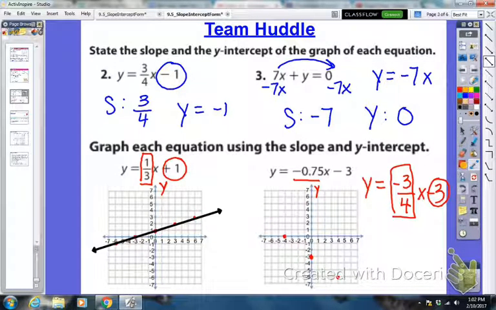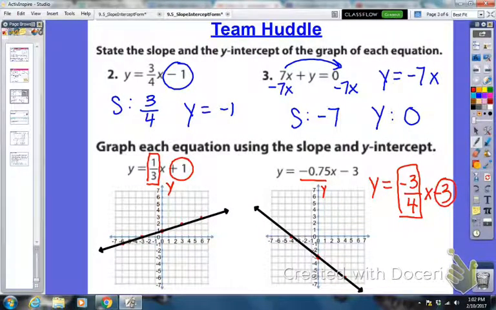That line's not straight. Let's try it again here. There we go. And again, make sure your line has arrows at the ends. So this is a negative slope, so it should be slanting downward.